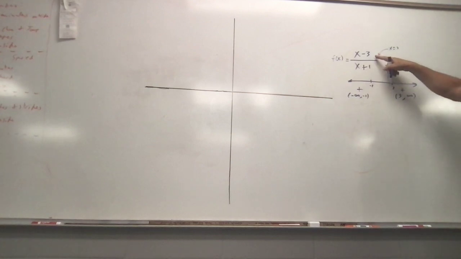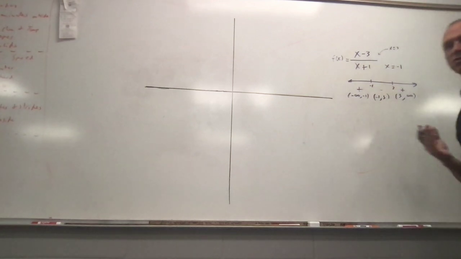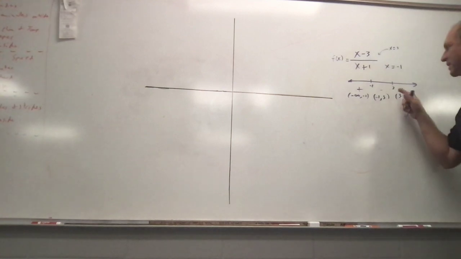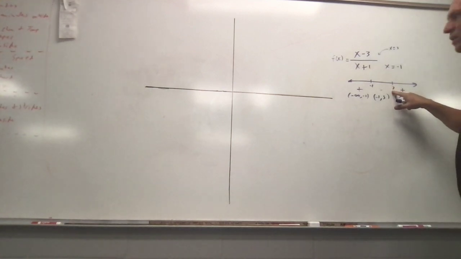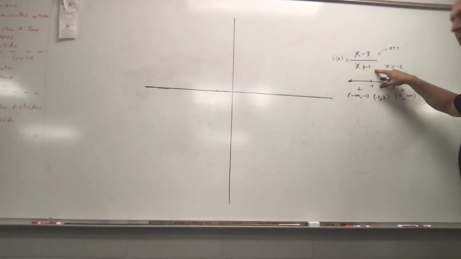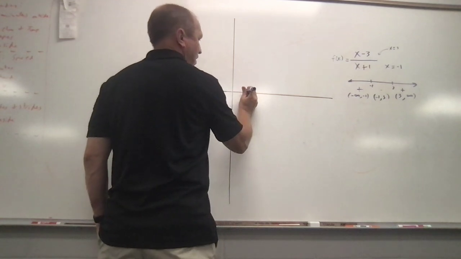0 gives me a negative over a positive, which is negative. So within this interval right here from negative 1 to 3, now I'm talking about negative values. So from negative 1 to 3, everything is going to be negative. Now, nothing really fancy happens here at 3. If I plug in 3, I get 0 over 4, which is 0. So at 3, my y value is 0.